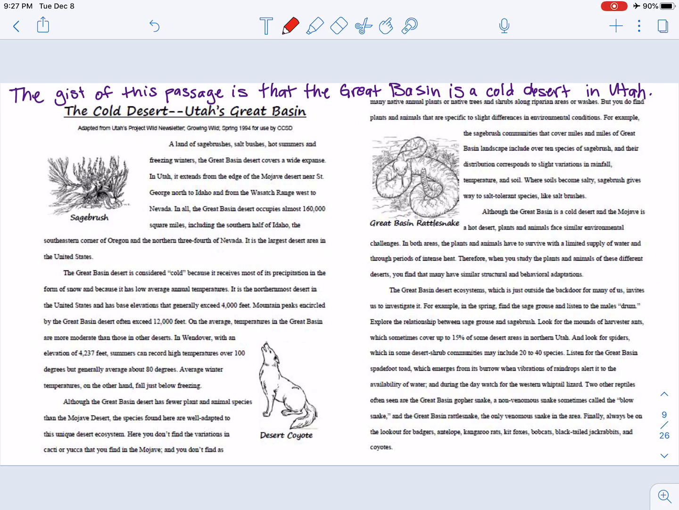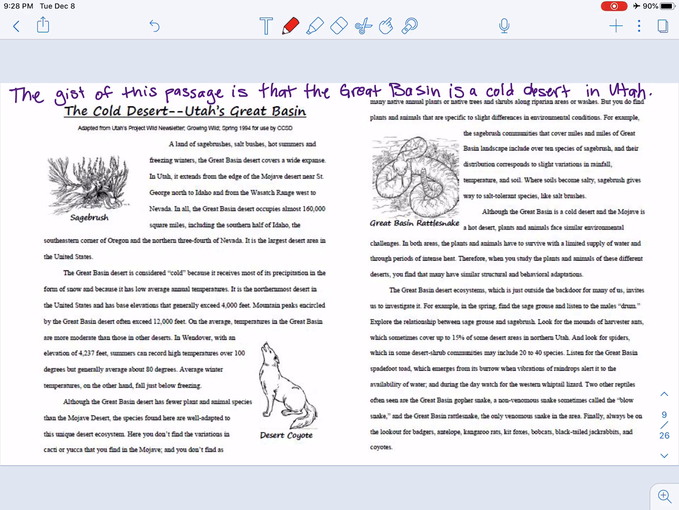Okay, so in my mind, the gist or the main idea of this passage is that the Great Basin is a cold desert in Utah. Hopefully you have something similar. If not, hopefully it still makes sense, is what you have, the main idea of the entire passage.